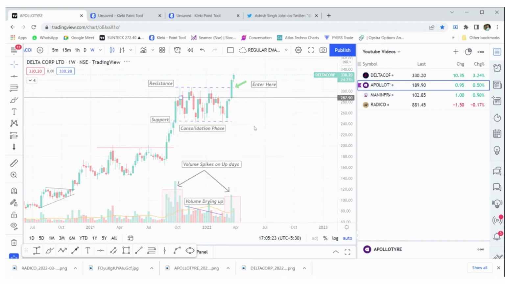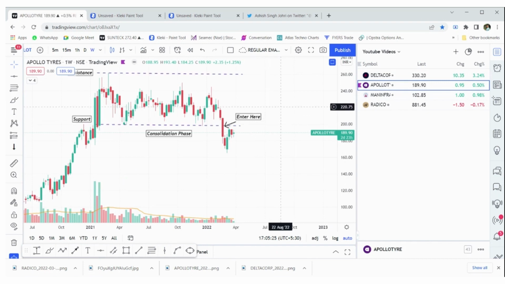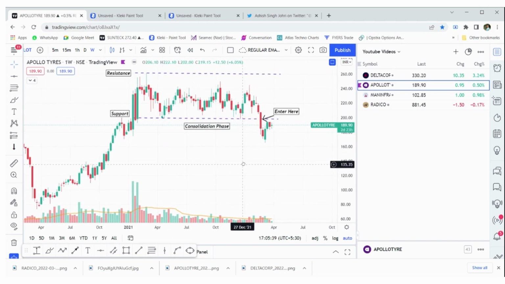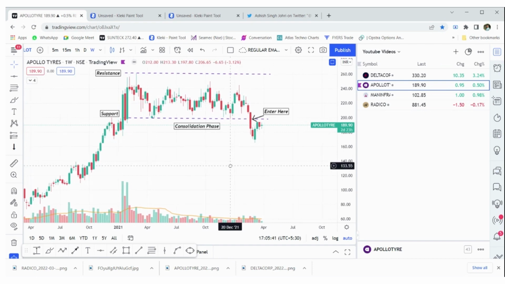A similar structure is seen in a breakdown. So let us look at the chart of Apollo Tires. Here we see that the stock is consolidating between a resistance and a support area. Here we are taking the trade against the overall trend, right? Because the overall trend was an upside trend and we are taking a short trade, that definitely reduces the probability of profit, because we are trading against the trend.